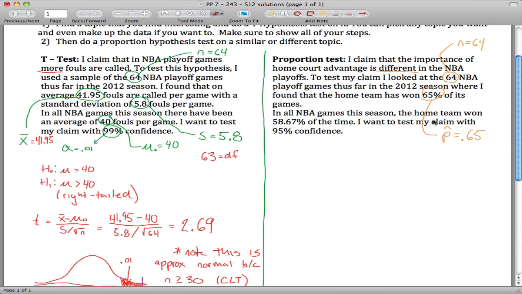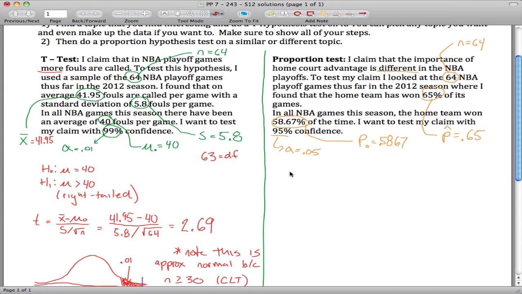In all NBA games this season, the home team has won 58.67% of the time. So that tells us that p naught is 0.5867. And I want to test my claim with 95% confidence. It tells me that alpha is 0.05.